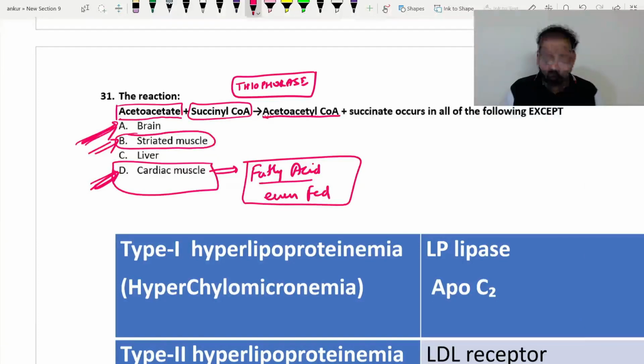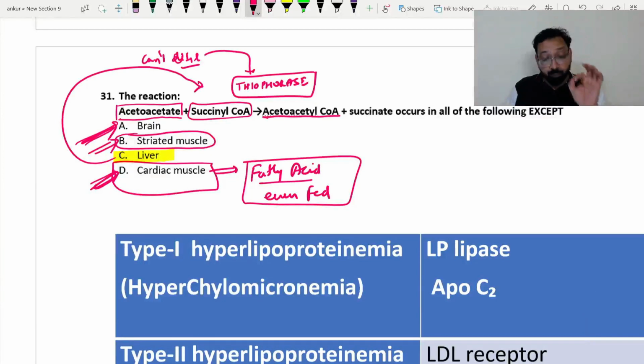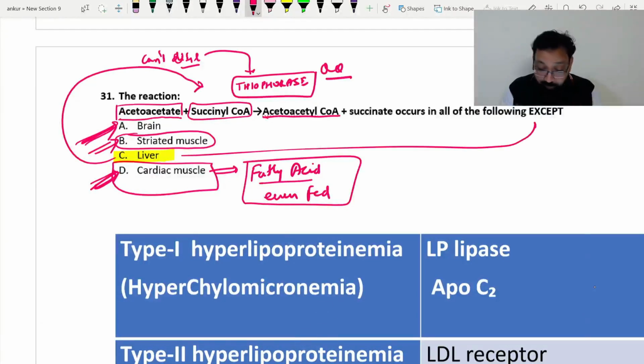Liver is the main organ of metabolism. Most of the pathways occur in liver, but liver is the organ which can synthesize ketone body but can't utilize it due to deficiency of thiophorase. This question is asked. Liver is the organ, so answer is liver.